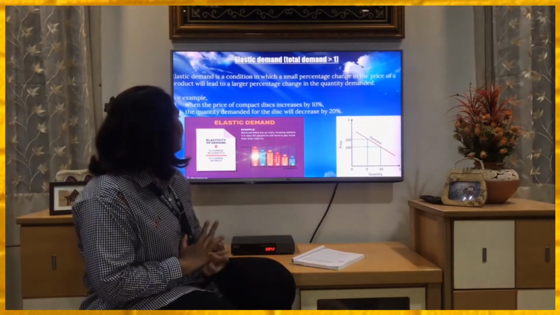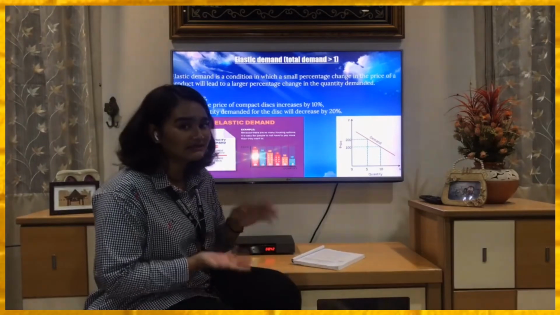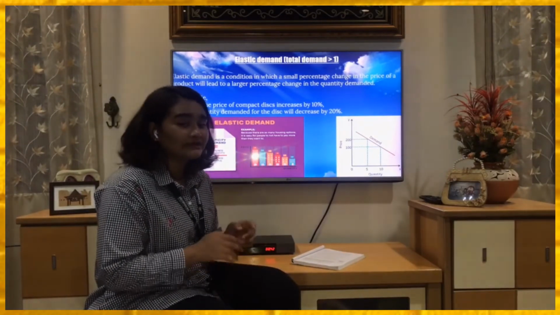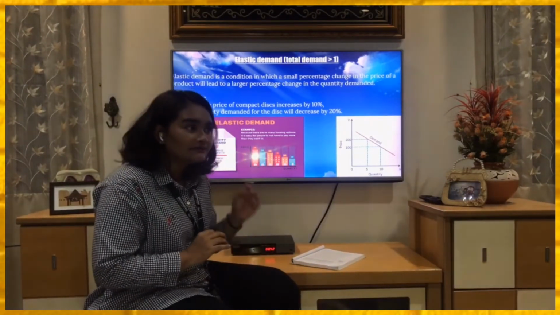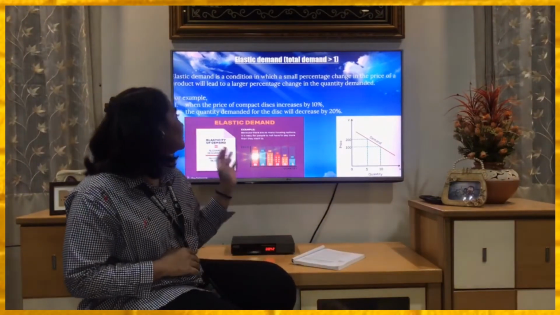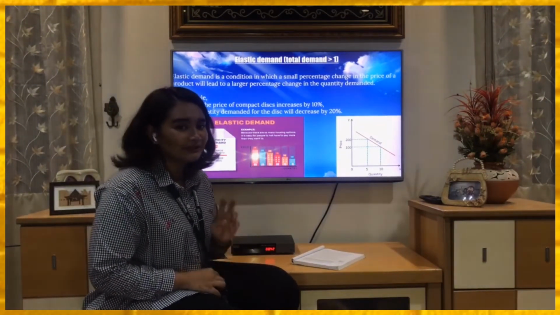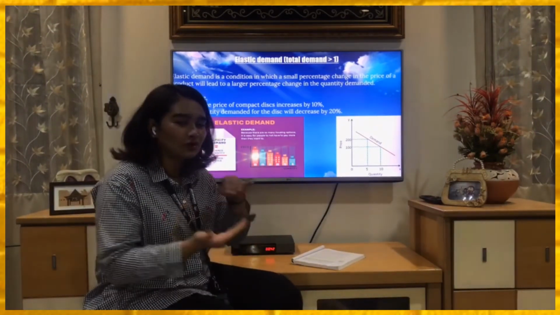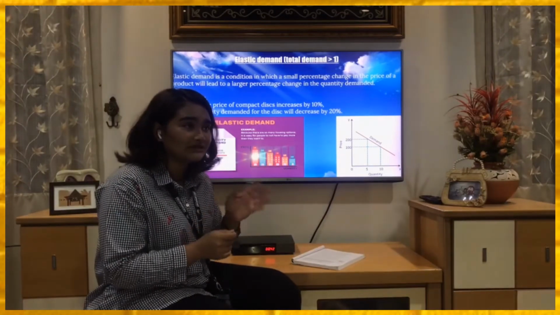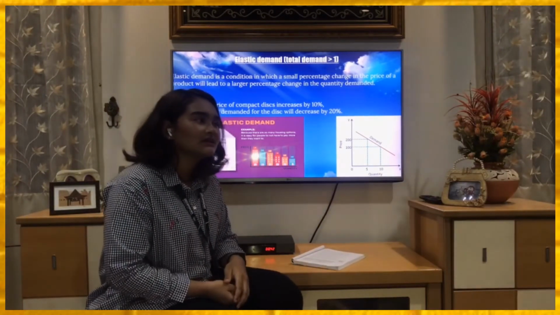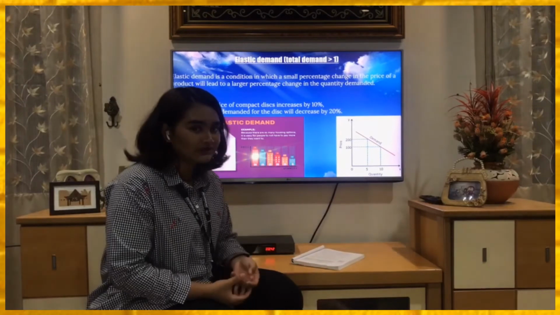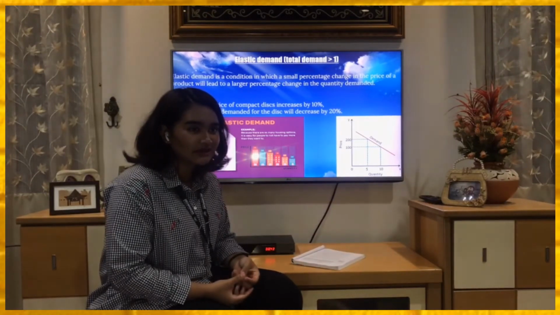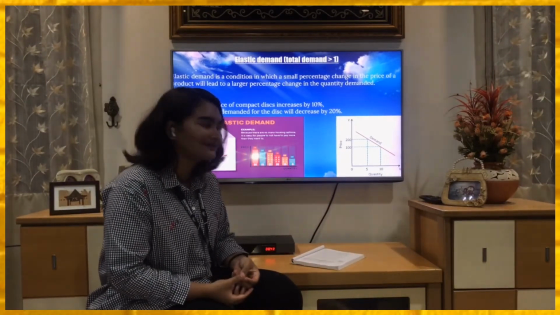For example, when the price of compact discs increases by 10%, the quantity demanded for the discs will increase by 20%. Like if you have a compact disc holder with a lot of space for discs, you can buy more discs. Do you get me? Okay.